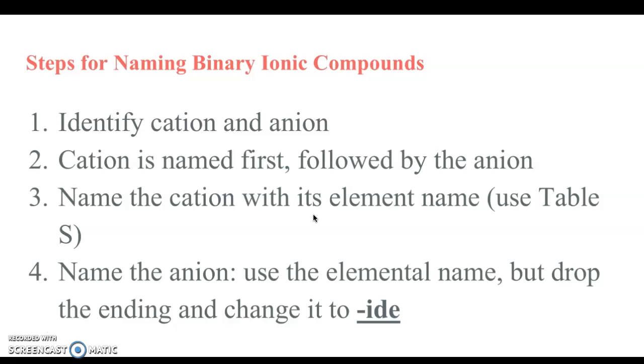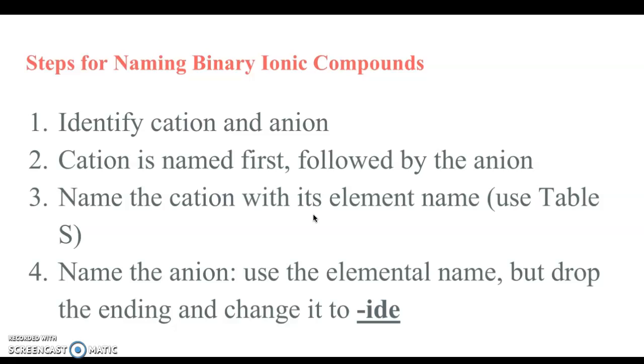So steps for naming binary ionic compounds, and I believe you're going to have to type all of this in. Pause the video if you need a second to catch up, but identify cation and anion. So again, your cation is always going to be named first. So the metal is named first, just like it comes first in your actual chemical formula, followed by the anion or your non-metal. You name the cation with its element name.